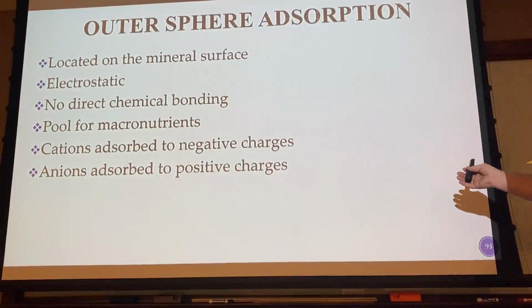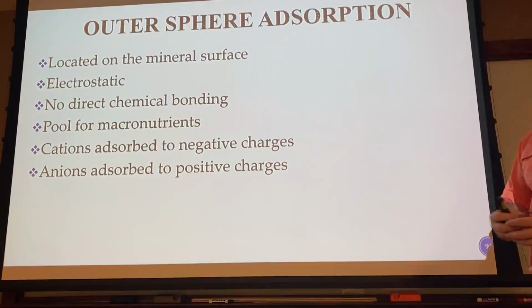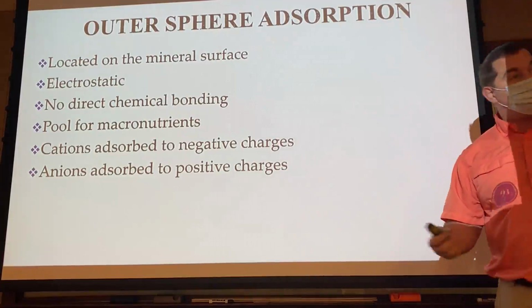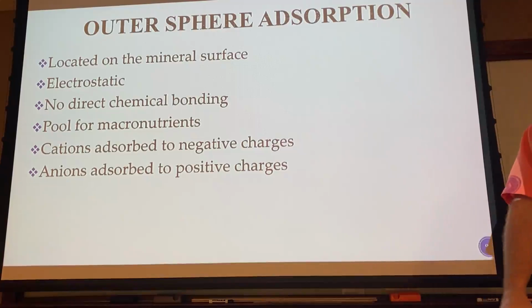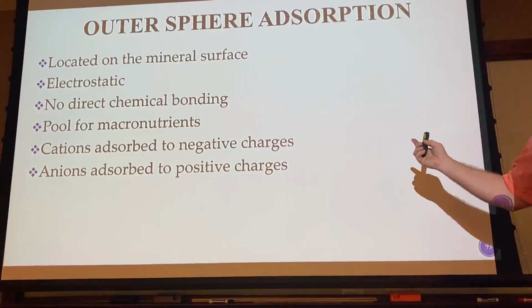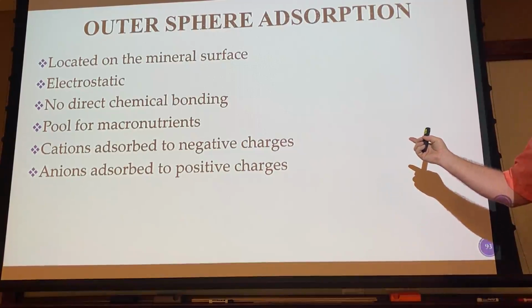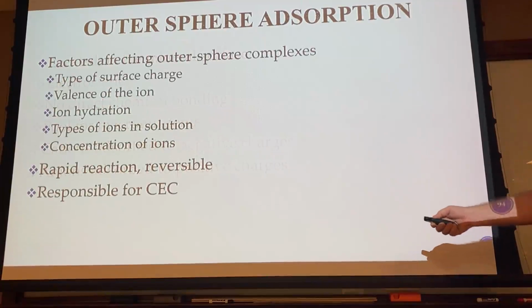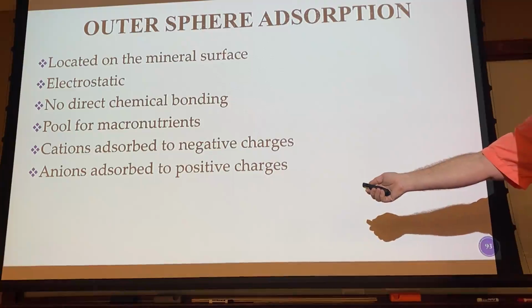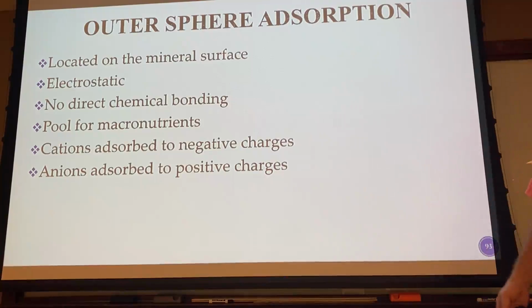Some of those are micronutrients, and we use a chelating form, some sort of chelation, to hold those to the soil surfaces. And then just some basic stuff, cations are adsorbed to negative charges. And how do we get more negative charges? Add lime. How do we get more positive charges? Add aluminum or sulfur, something that's going to make the soil acidic.